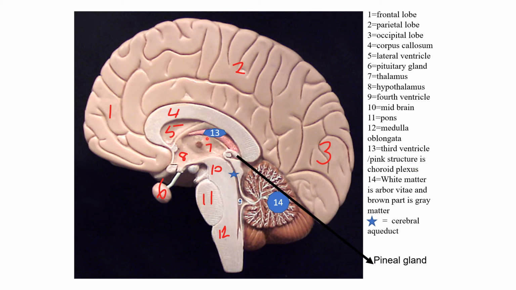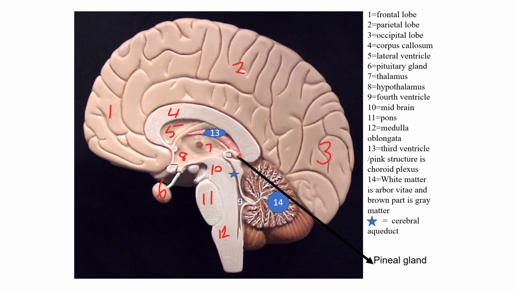In this region right here, this is where we would have the thalamus. Right below the thalamus, we have the hypothalamus. Hypo means below. Connected to the hypothalamus, we would have the pituitary gland.